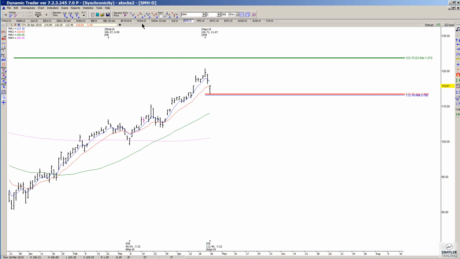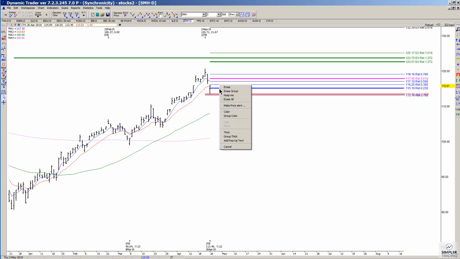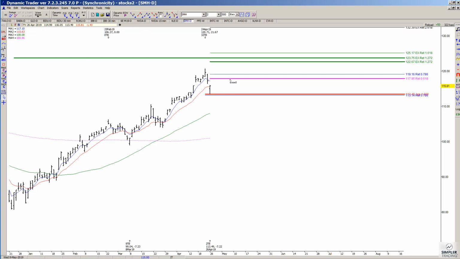So if this low continues to hold, your upside target is going to be the 1272 extension of the swing into the zone, which means that the target's going to be 122.67. What's the risk? Well, at this point, the risk is either defined underneath this low at 113.49 or underneath the low end of the zone, which is below 113.14.